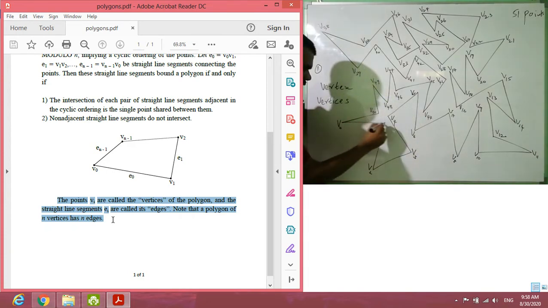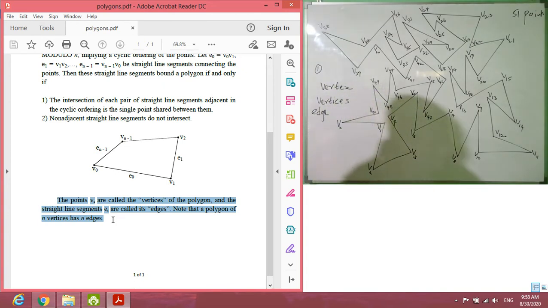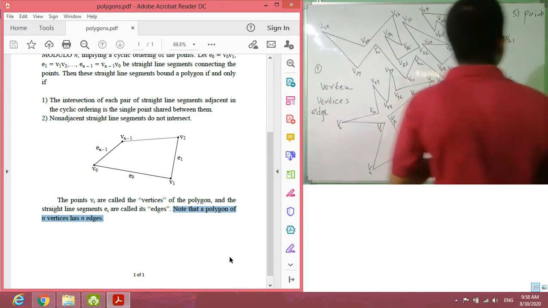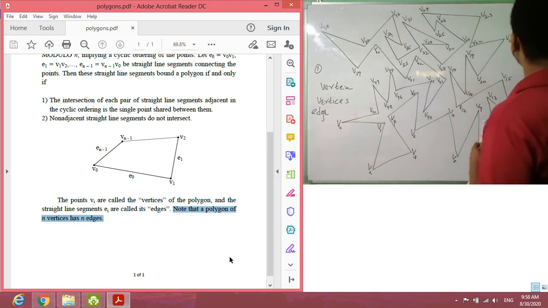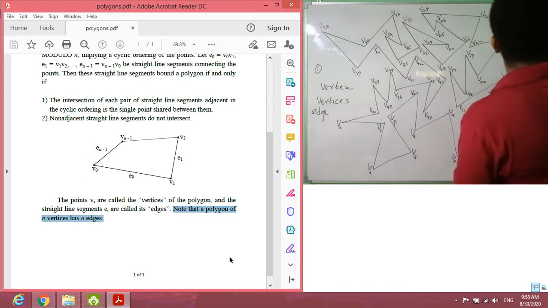Now, this is an edge. So a polygon has vertices and edges. Then note that a polygon of n vertices has n edges. Now there are 51 vertices, so you will have 51 edges as well.